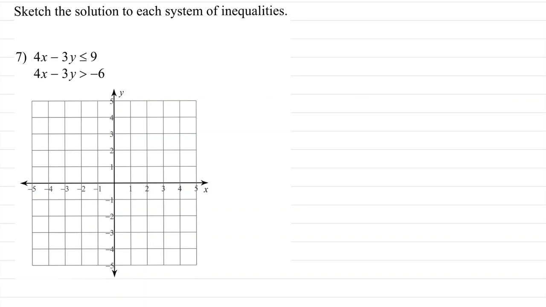So we start off with the first equation, 4x minus 3y is less than or equal to 9. Well, we got to get negative 3y by itself because we want y alone. So let's get rid of this 4x by undoing it and moving it to the other side of the equals. So if we do that, we get negative 3y is less than or equal to negative 4x plus 9.